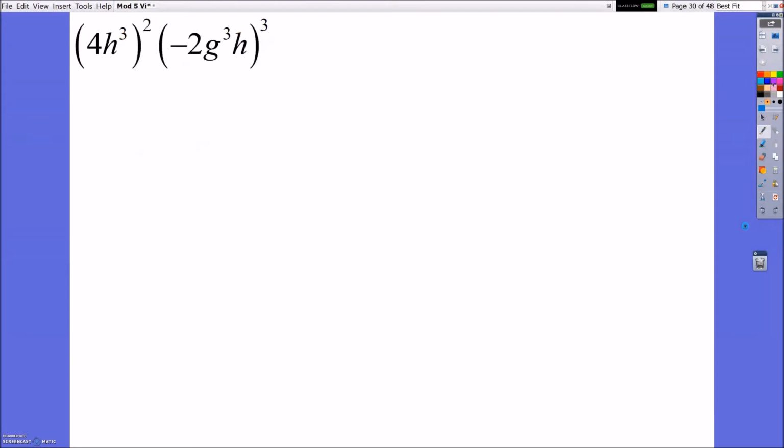All right. Now on this one, I have a power on the outside. I'm going to distribute it to everything in here. This is going to be 4 to the second power, h to the third power to the second power, times -2 to the third power, g to the third power to the third power, and h to the third power. Now, I write a lot of this out. Some of you guys might be able to do this in your head. This is going to give me 16 h.